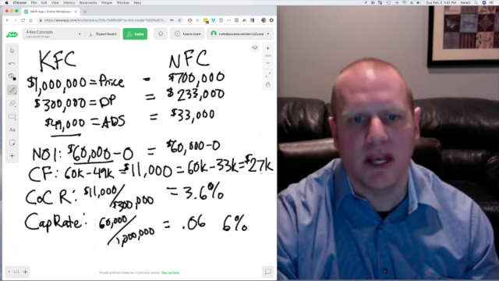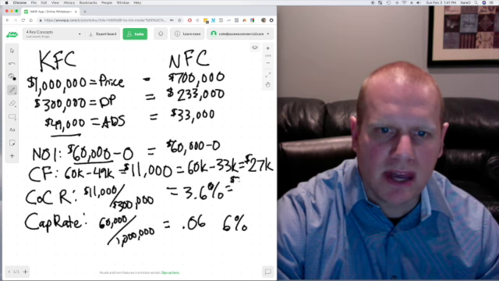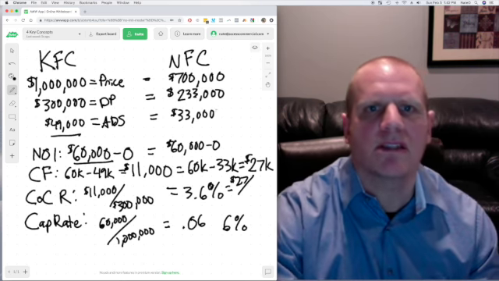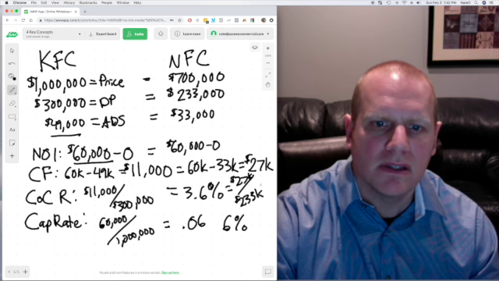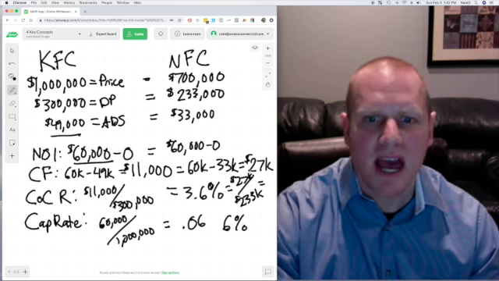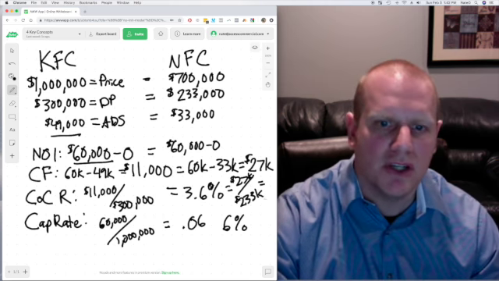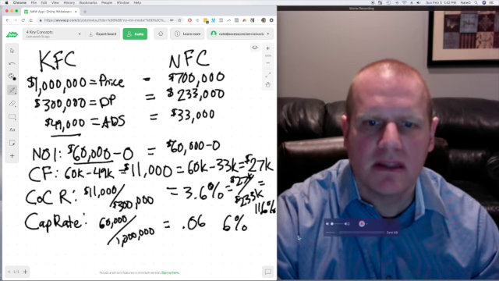$27,000 cash flow annually. The cash on cash return, therefore, would then be the $27,000 divided by your down payment. Here the down payment's a little less because the purchase price was less, divided by $233,000. This should be higher, obviously, because the cash flow is a lot higher when compared to the Kentucky Fried Chicken. This is 11.6%. That's more like it.